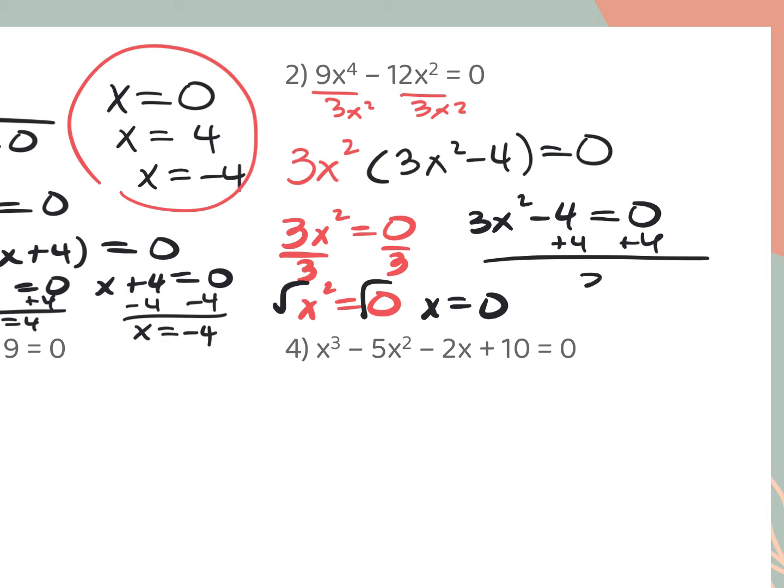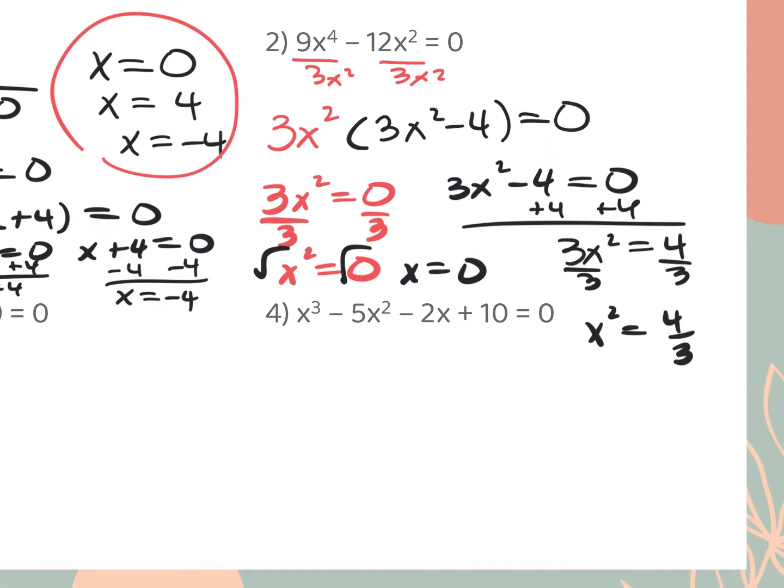And I get 3x squared equals 4. Remember, we want to isolate the square term. So I have to divide by 3 first. And then I get x squared equals 4 over 3. I need to square root both sides.